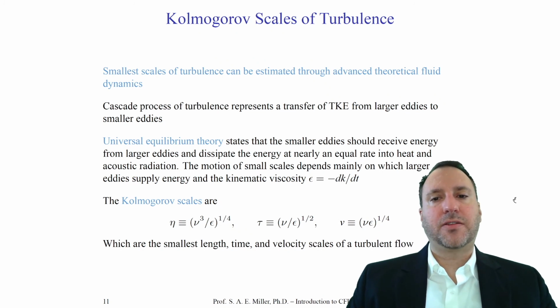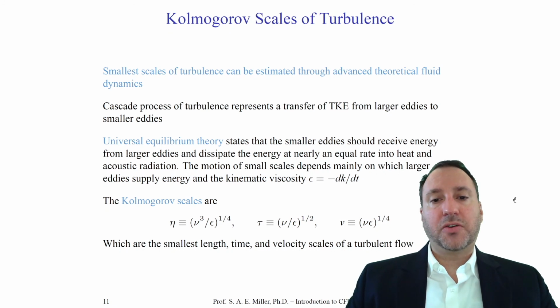So he viewed that the largest scales of turbulence and their turbulent kinetic energy, which we defined in a previous class, and as a reminder, is the energy of the fluctuations of the flow, will move down from large eddies to smaller and smaller eddies through a large turbulence cascade which spans many decades at high Reynolds number. It will then approach the small scales, which will then be dissipated. This is the idea of the universal equilibrium theory, which states that the smaller eddies should receive energy from larger eddies, and then dissipate energy at nearly an equal rate into heat and acoustic radiation.